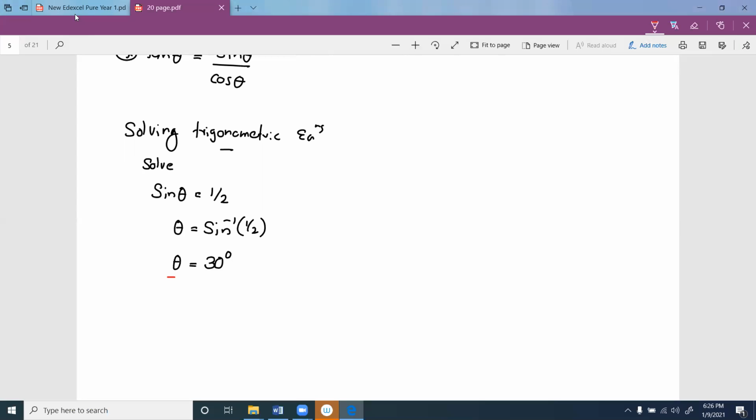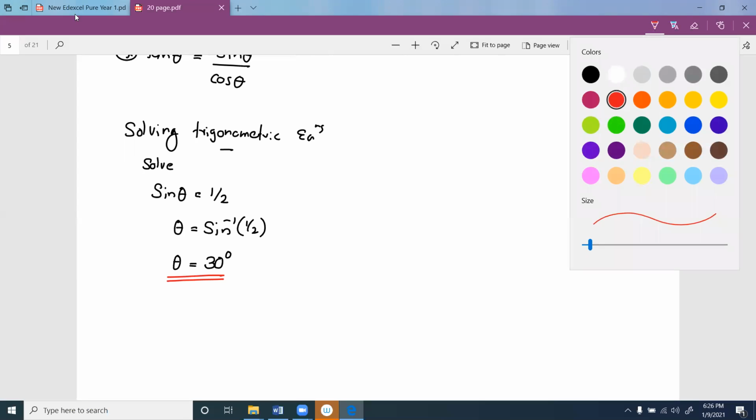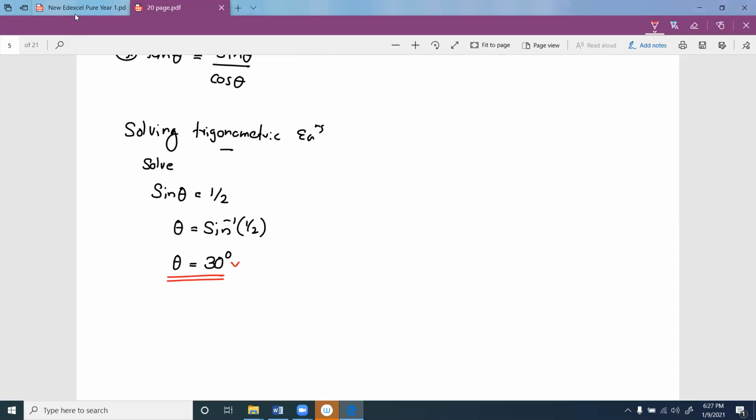Yes, then you may get the answer 30. Sine inverse 1 over 2 is 30, right? Then in our ordinary level examinations, we just write theta equals 30, put an underline, and nicely you come home. So you get the full marks for this kind of question. But in our A level, we have to understand that this is not the only answer which is relevant for sine theta equals 1 over 2. Why is that? That is the problem we come across.